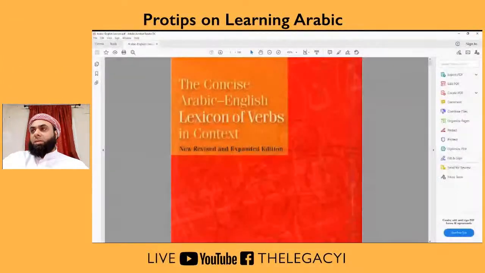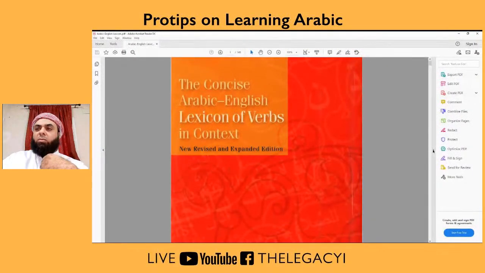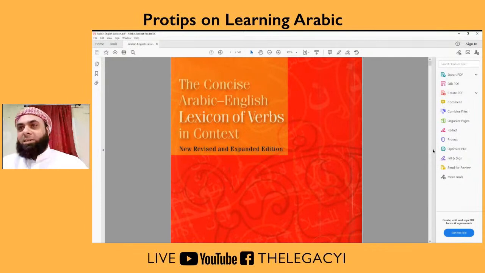So this is the text we're going to be taking a look at. This is the Concise Arabic English Lexicon of Verbs in Context. Some of you might be aware, the previous book that I'd shared, I did encourage everyone to actually buy it, but it seems that it's out of print. It is the Arabic is the Easy Dictionary of Quran. It is out of print, but it's readily available as a PDF. This book is also a book that if you search for it, you will find it as a PDF.